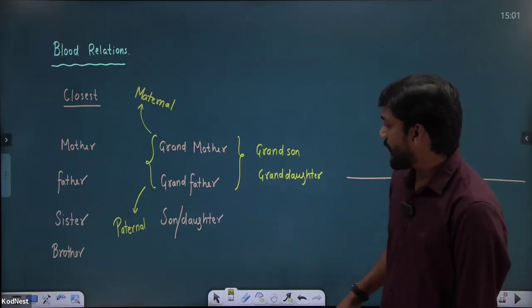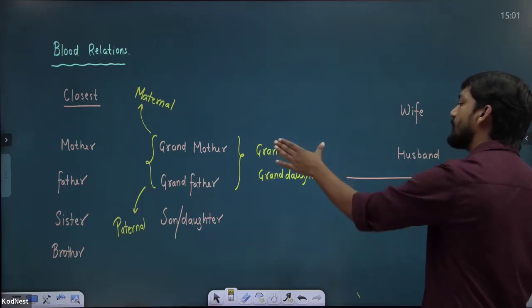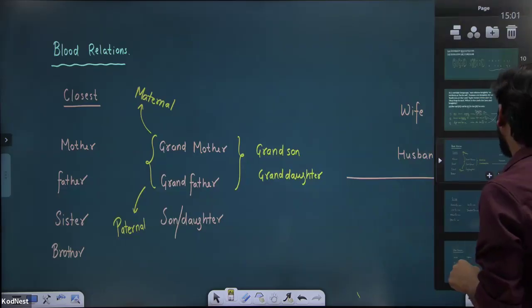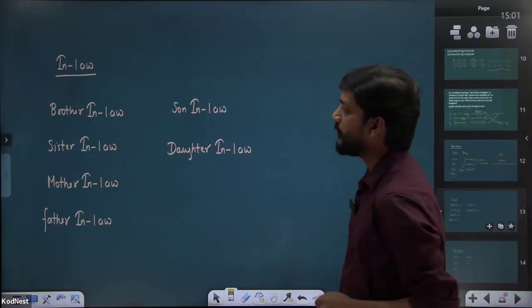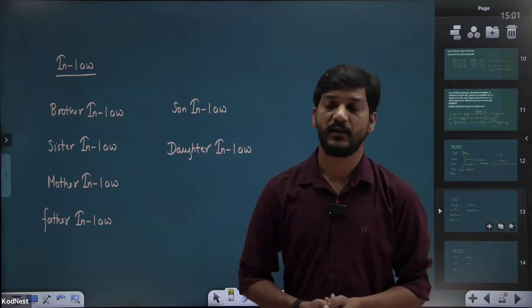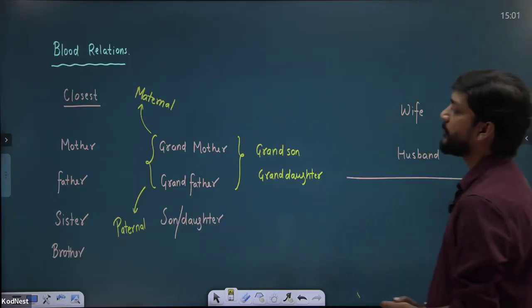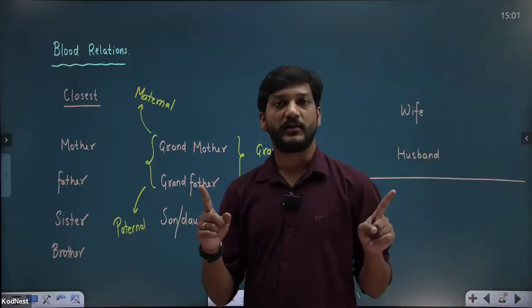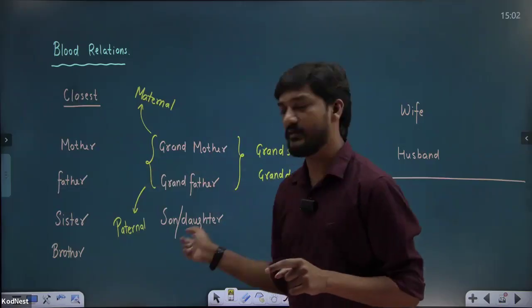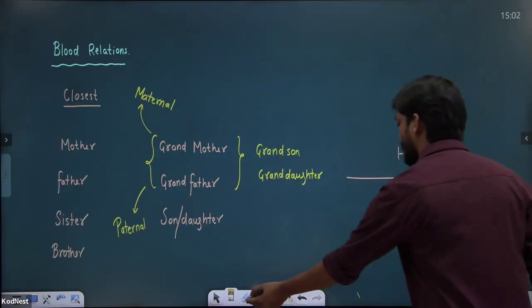Now son and daughter, we all know what it is. Grandson, granddaughter also we understand. Husband, wife also we understand. Maybe you will have a problem with brother-in-law, sister-in-law, and these in-law relations. We will come to this, but first we have to understand that for any two persons who are related with these relations, how to represent it. This is what we have to learn. So carefully see.